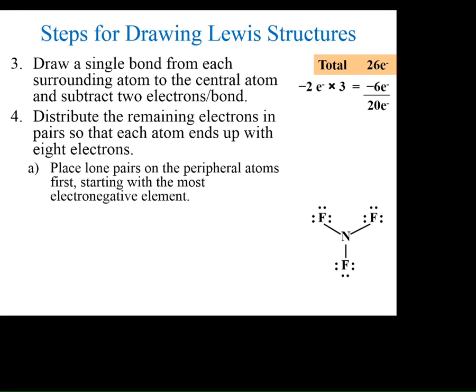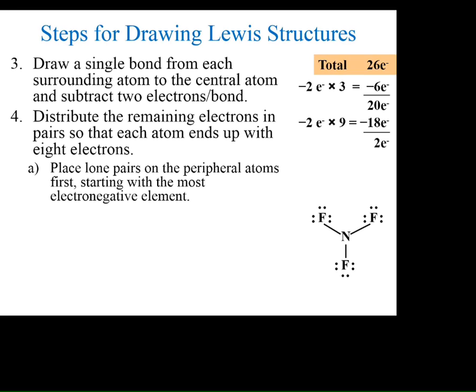How many electrons did I just use? That's 6 and 6 and 6, so 18. I just used up 18 more out of my 20, so I'm going to subtract 18 from my total. I had 20, so I still have 2 left that I have to account for.